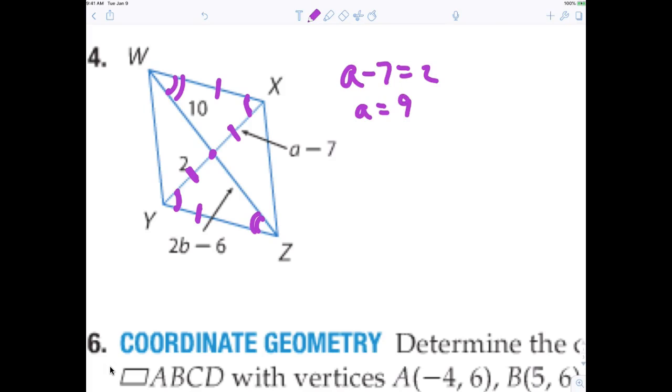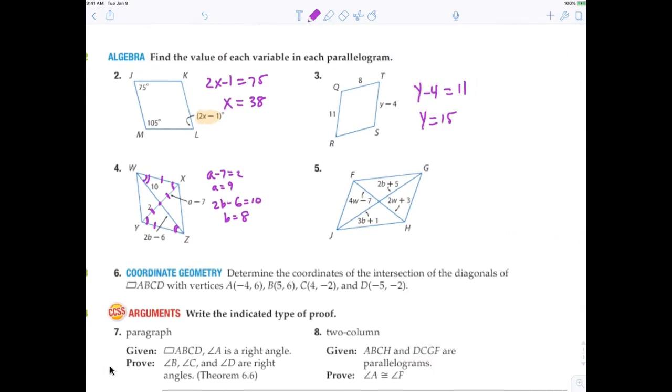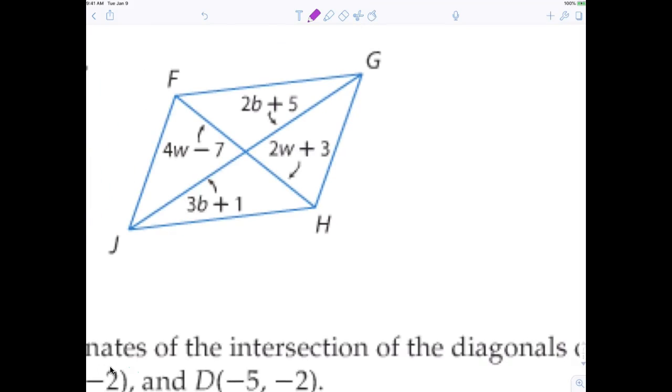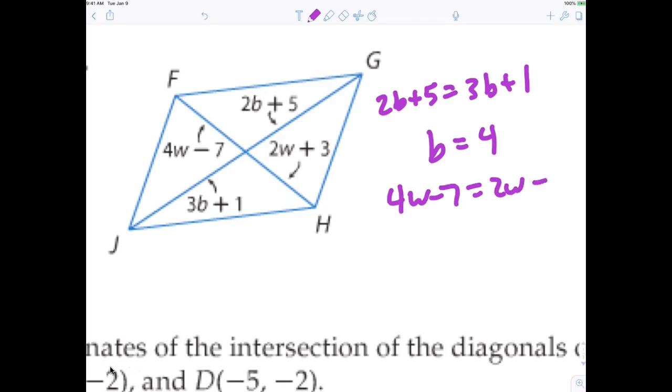And then we could say that what? 2b minus 6 equals 10, so b equals what? 8. Come on, I want your mental math to be perfect. Make sure you can do that. Nothing difficult here. And here, now what are we going to do? 2b plus 5 is equal to 3b plus 1, so b is obviously equal to 4. Good job, guys. And then we say 4w minus 7 equals 2w plus 3, so w is equal to 5. Very nice. W is 5.